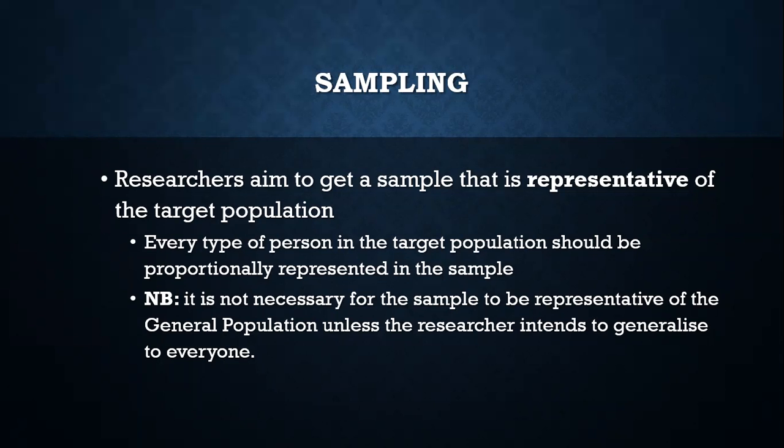Now, please note, representation doesn't always have to link to the general population. It can be just representative of the target population. Have we got the right sample framework so that we can get people from each element that represents that properly? So it doesn't necessarily, like I've said there, have to represent the general population.